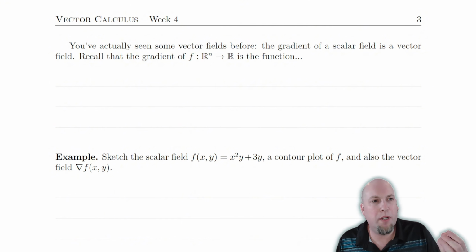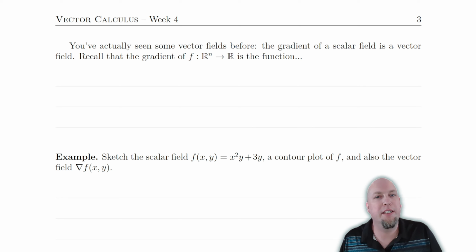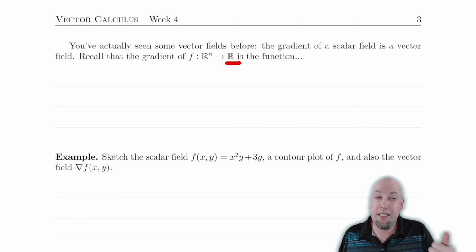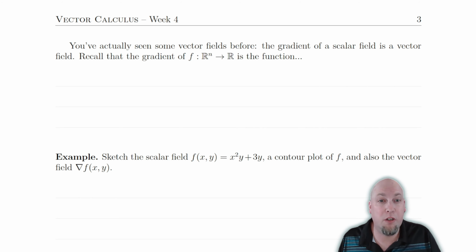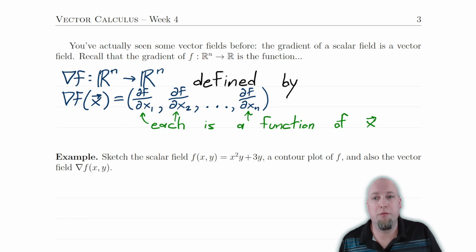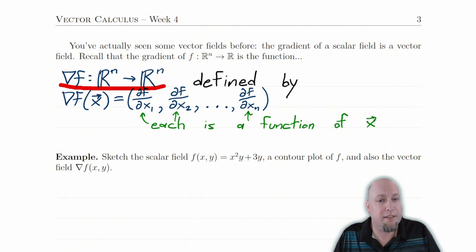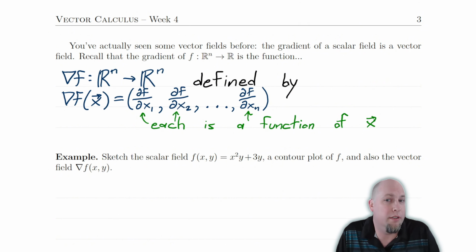One spot where you saw them was back in multivariable calculus, where you considered functions from Rn to R. One thing that you did with functions like that was you computed the gradient of that function. And the gradient, remember, was a function from Rn to Rn. So it's a vector field. You didn't call it a vector field, but it was a vector field.